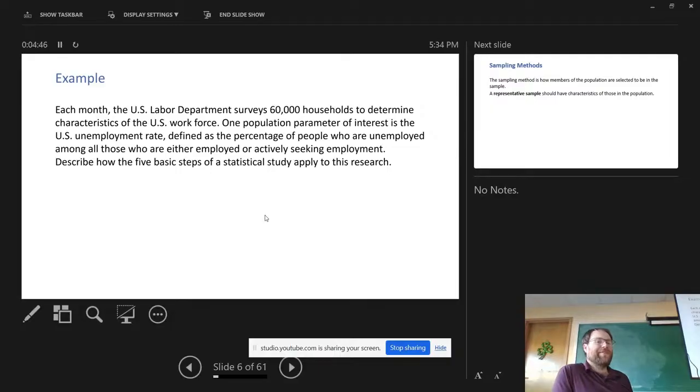The sample is going to be the 60,000 households, right? Once they pick the 60,000 households, then they collect data. They summarize the data, figure out if there's any trends, and then see if it applies to the entire US population based on what they found. Any questions on that example?